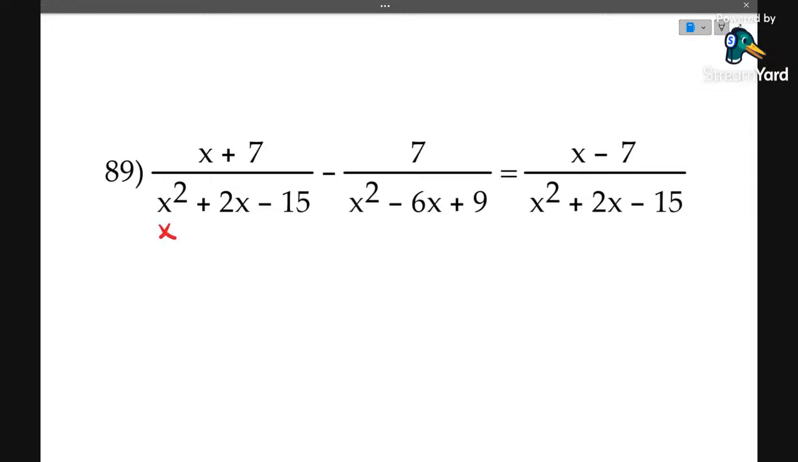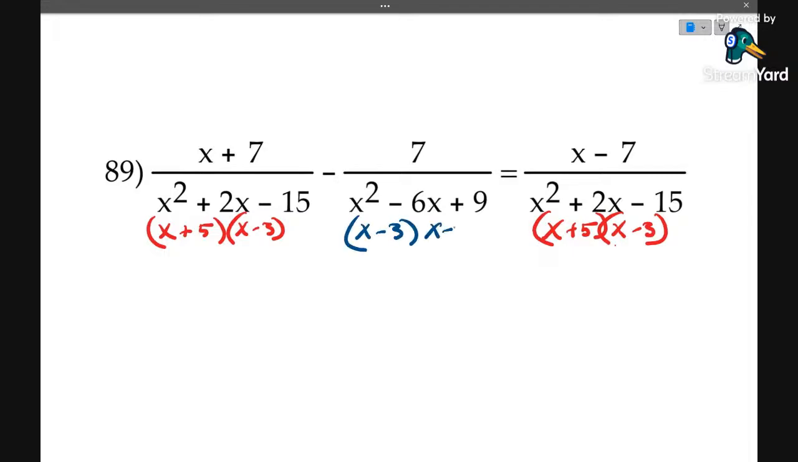Product of -15, sum of 2, we're looking at 5 and -3. And this will also be x plus 5 and x minus 3. And here we're looking at x minus 3 and x minus 3. So they all have an x minus 3 in common, but this one has 2.